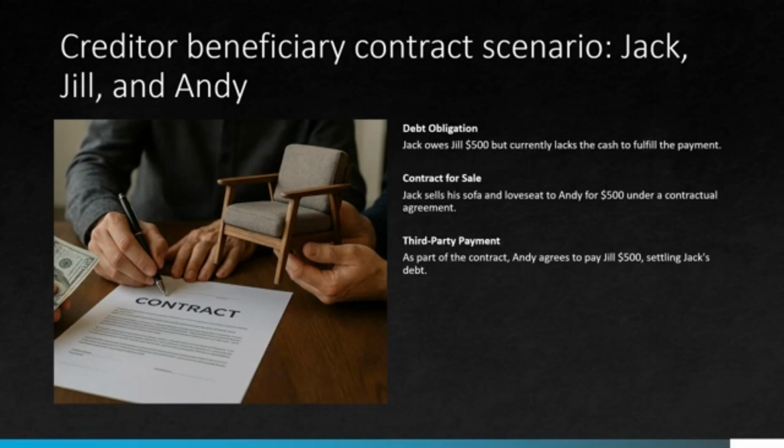So Jill's going to be the third-party beneficiary of this contract, and Jack is using this contract to satisfy the debt that he owes to a third party, and that would be Jill. So what kind of contract is this? Is this a third-party creditor beneficiary contract or a third-party donee beneficiary contract? Hopefully your answer was that this is a third-party creditor beneficiary. Yes, they're using this to satisfy debt, so there's a creditor here.